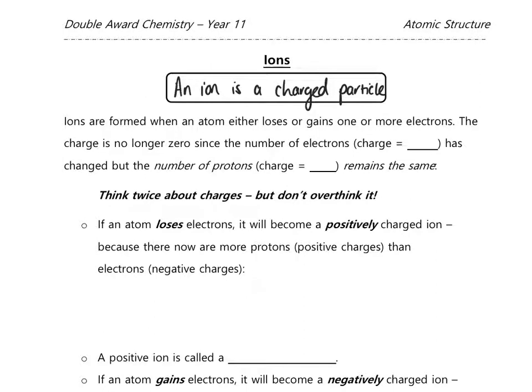But ions are formed when we either lose or gain electrons, and that means overall we do have a charge because they don't exactly cancel each other out. Okay, so it says here the charge is no longer 0 since the number of electrons, which have a charge of -1, has changed, but the number of protons, which has a charge of +1, remains the same. So an atom will never change its number of protons, but it can change the number of electrons that it has, and that's what happens when atoms react.